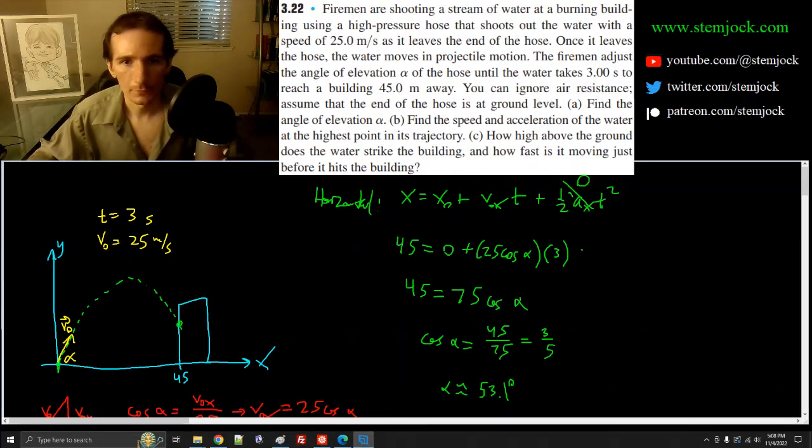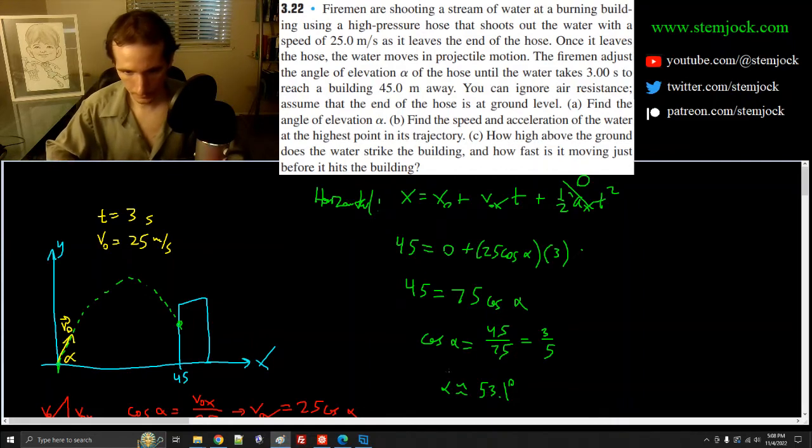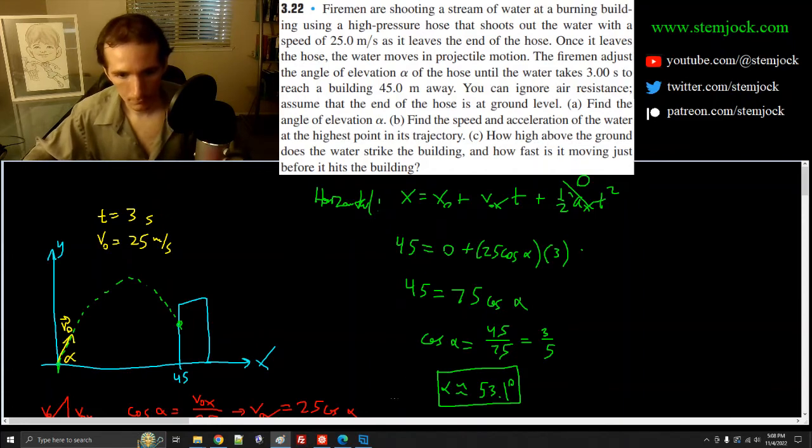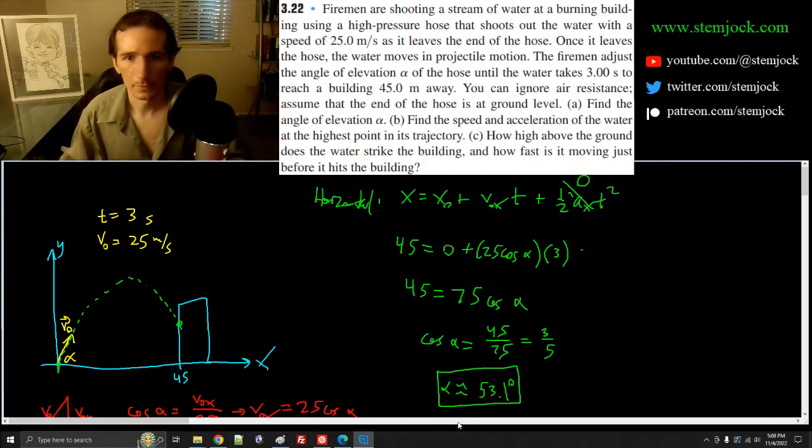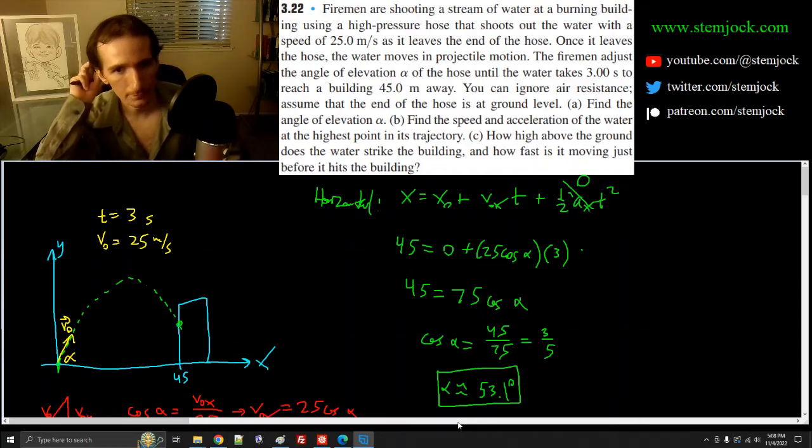Find the angle of elevation alpha. Yeah, so that's the answer for part A. Part B, find the speed and acceleration of the water at the highest point in its trajectory.